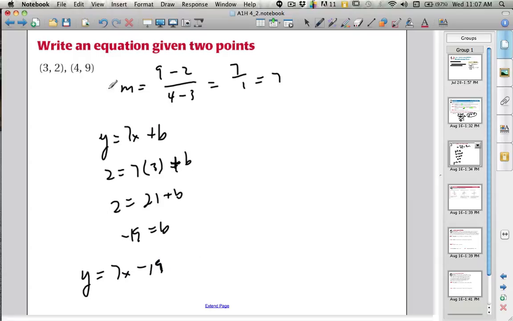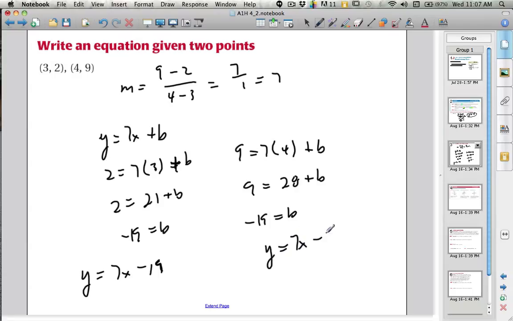Well, this might make you wonder, what would have happened if I'd used this other point? Let's go ahead and do that. y was 9 when x was 4. So 9 equals 28 plus b. And if I subtract 28, I get negative 19 is equal to b. I get the same thing. So I still get y is equal to 7x minus 19. So it doesn't matter which point you choose. You should pick whichever one looks easiest to you.